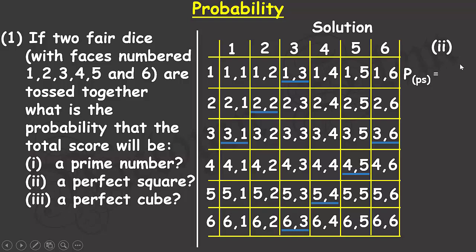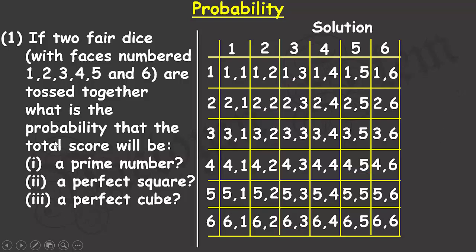So if two fair dice are tossed together, the probability that the total score will be a perfect square is 7 divided by the total outcomes. So the possible outcomes are 7 and the total outcomes are 36. I can't reduce this fraction to any simpler form, so my final answer will be 7 divided by 36. I move to the last question.